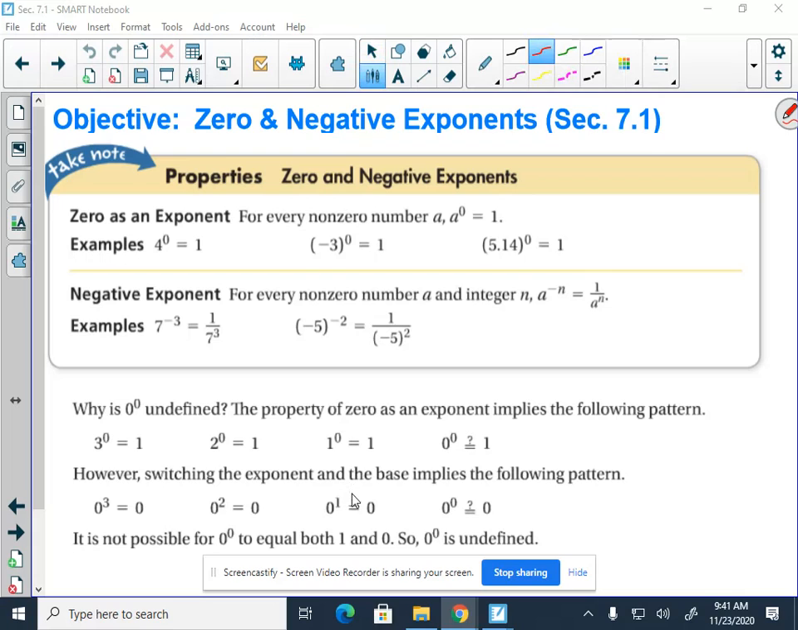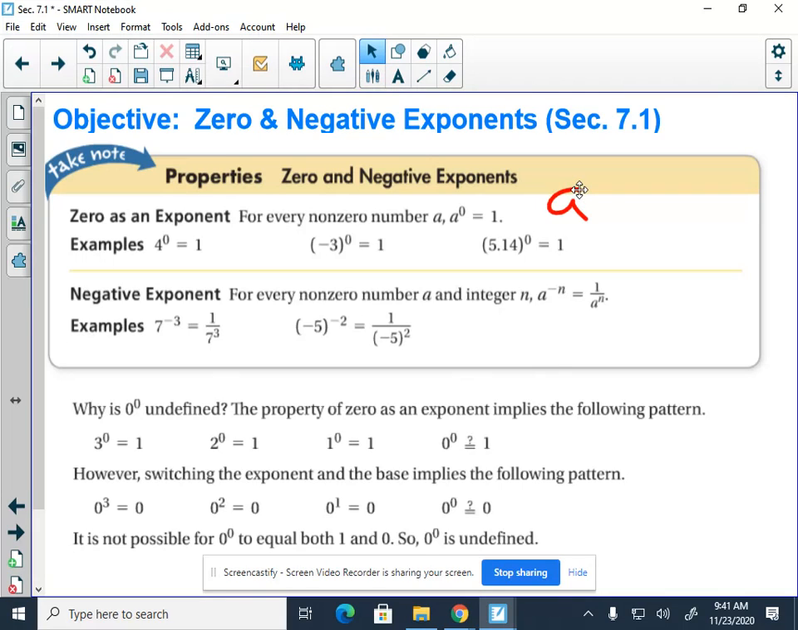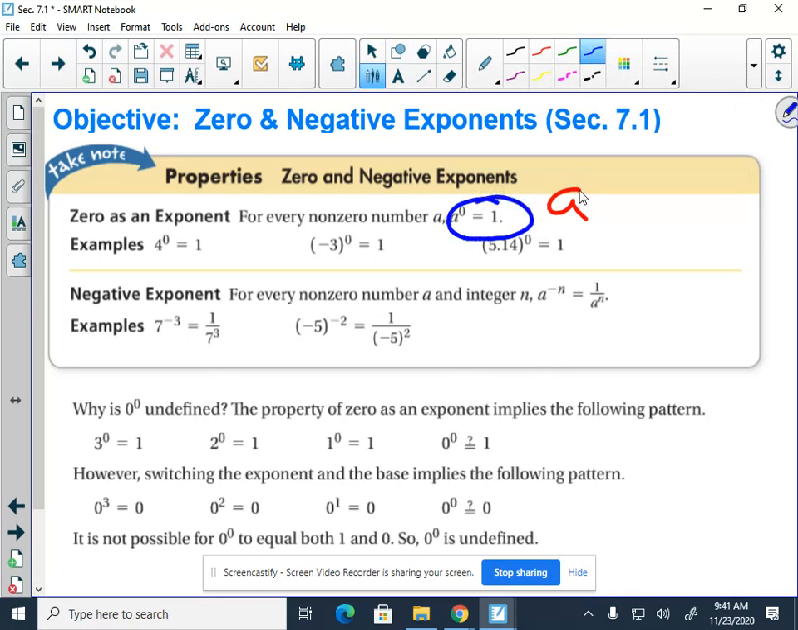Anything to the 0 power. If you take a to the 0 power, you get 1. But it doesn't matter what the number is. Anything to the 0 power is always 1. So up here, it's frozen. Our prime example: a to the 0 power is 1. 4 to the 0 power is 1. If you raise something to the 0 power, it's 1.